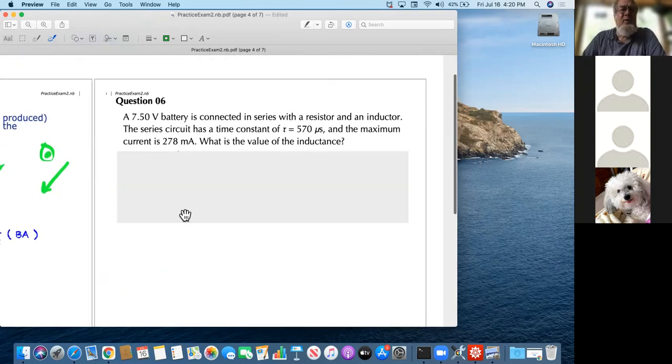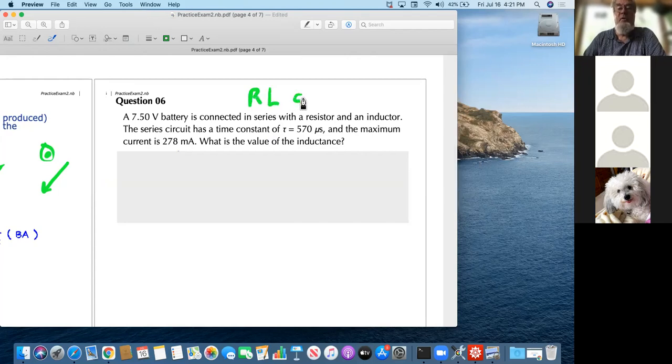Question number 6. A 7.5 volt battery is connected in series with a resistor and an inductor. Okay, so you see right away, this is an RL circuit.